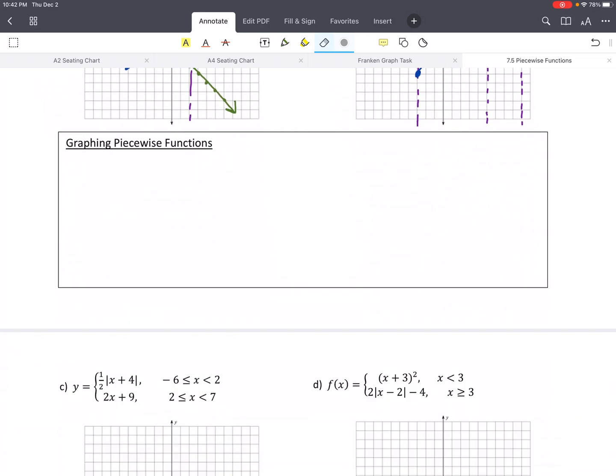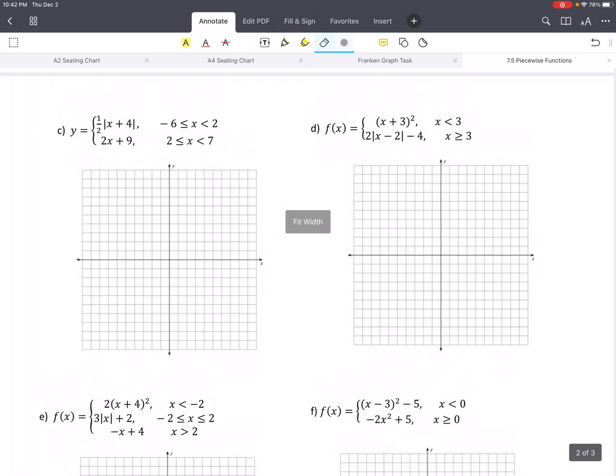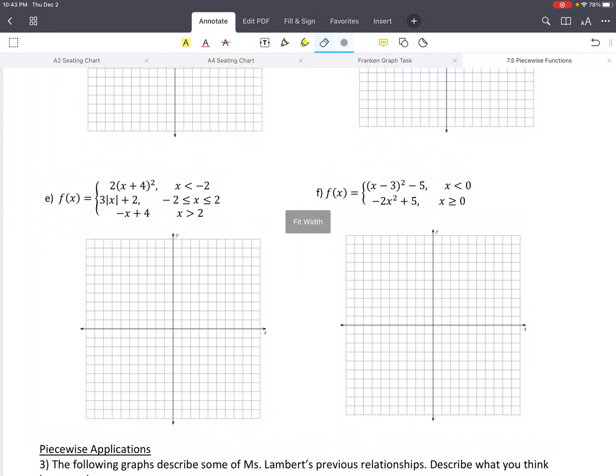Okay, let's do just one more. Let's get quadratic and absolute value. Maybe we'll do one with 3. That makes it more fun. So let's do part E over here.